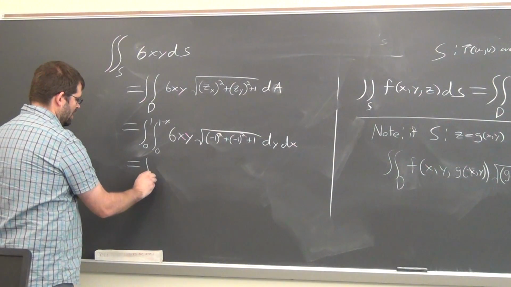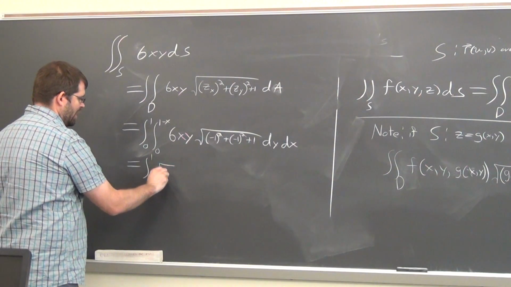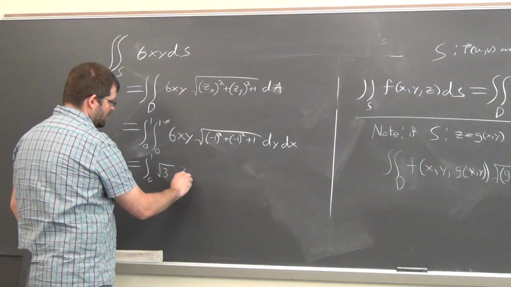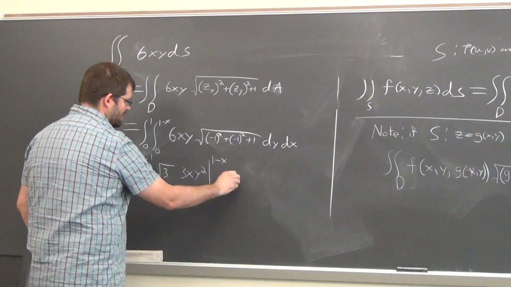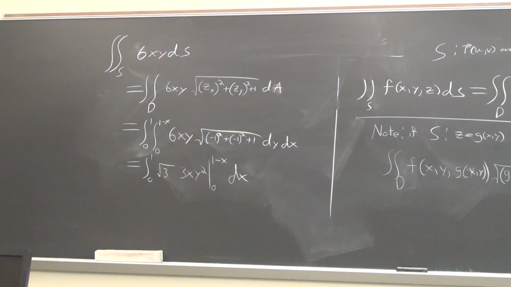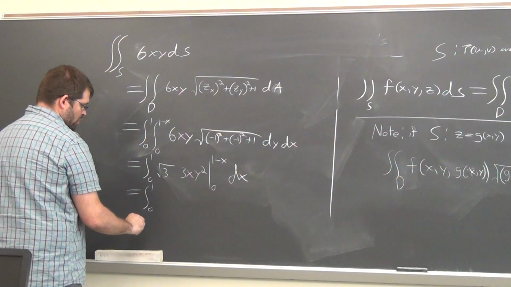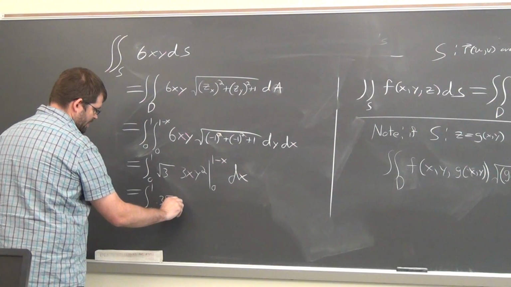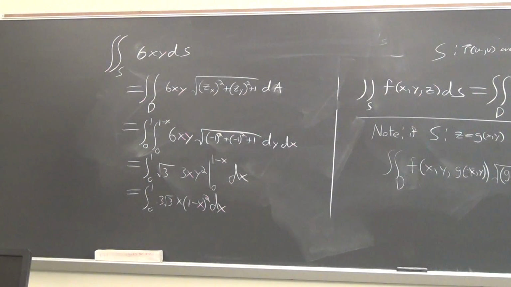So let's just work this out. Integral from 0 to 1, I'll just put the square root of 3 here. What's the integral of 6xy with respect to y? 3xy squared, right? From 0 to 1 minus x. Is that okay? And then we get 3 root 3 x times 1 minus x squared dx, right?